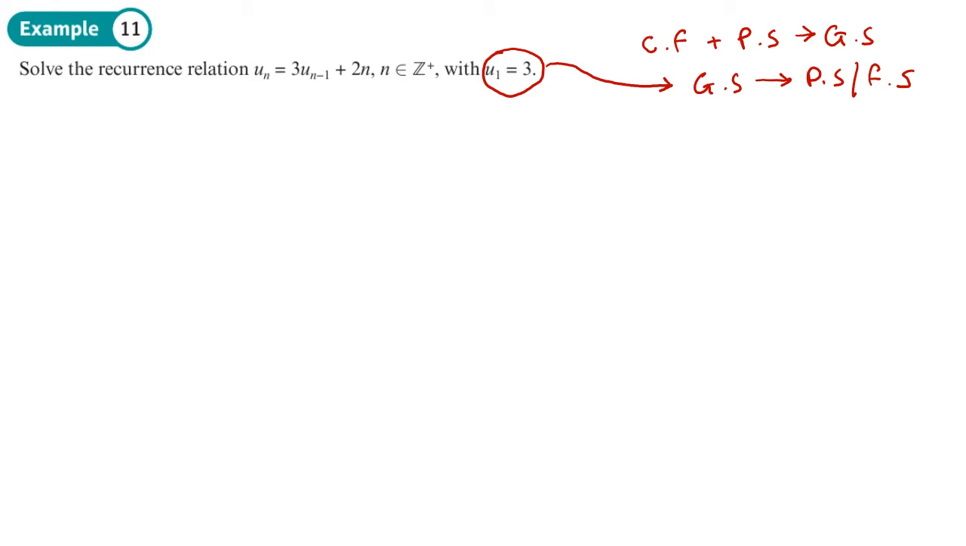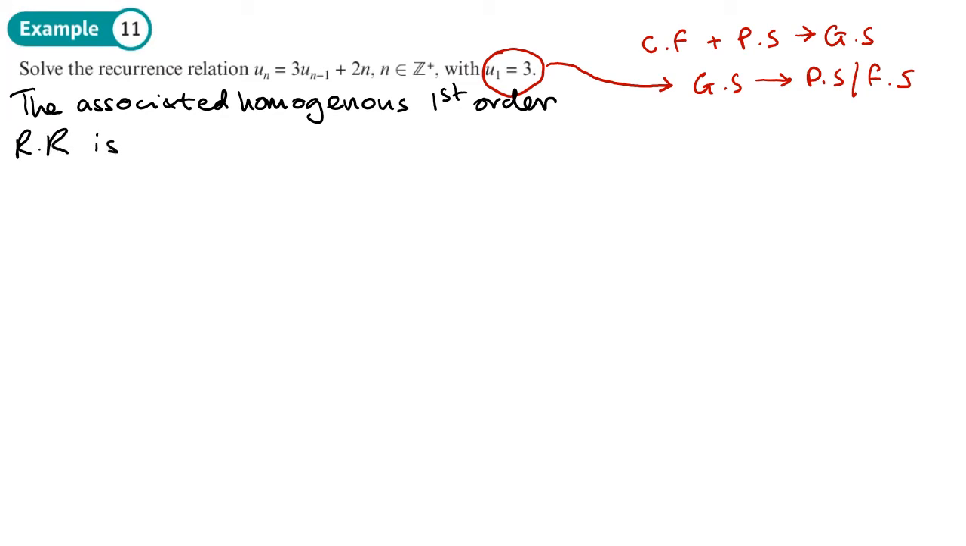So the first thing that we need to write down is what is the associated homogeneous first order recurrence relation, and it's just this part here. So the associated homogeneous, or homogeneous, maybe that's an alternative pronunciation, the associated homogeneous first order recurrence relation is u_n equals 3u_(n-1).